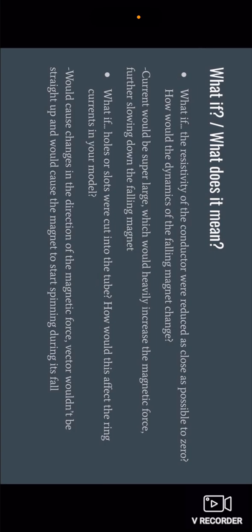And then for the next what if, what would happen if there were holes or slots? It would cause a change in the direction of the magnetic force because it wouldn't go straight up anymore. And that would mean spinning of the magnet within the tube, because there's a changing direction for the force.